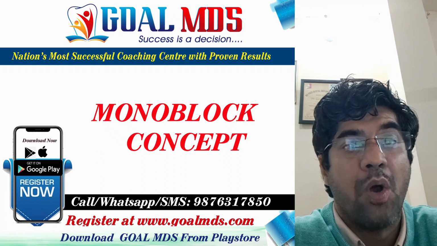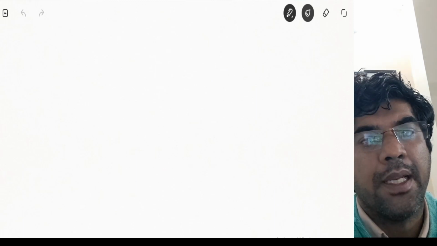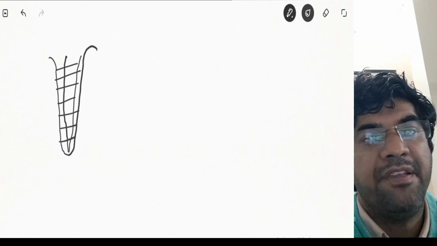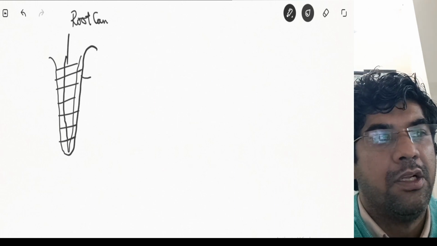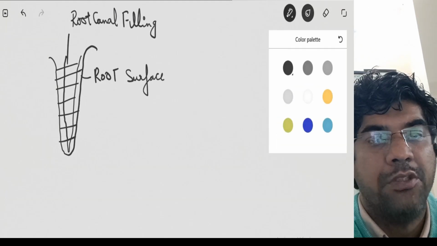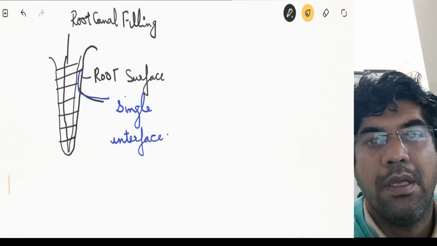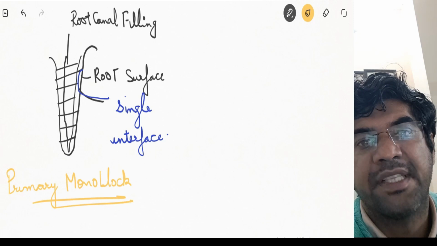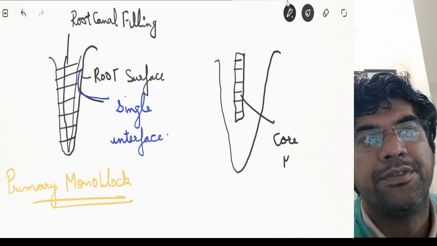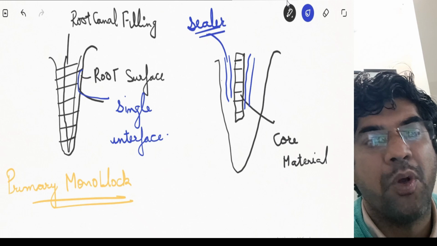What is primary monoblock? Like you did a root canal case and you obturate with a single obturating material. So this one is the example of the primary monoblock. So there is a single interface that is present. In the secondary monoblock, suppose you have a core material and surrounding it you place a sealer. So this one is the example of the secondary monoblock system.